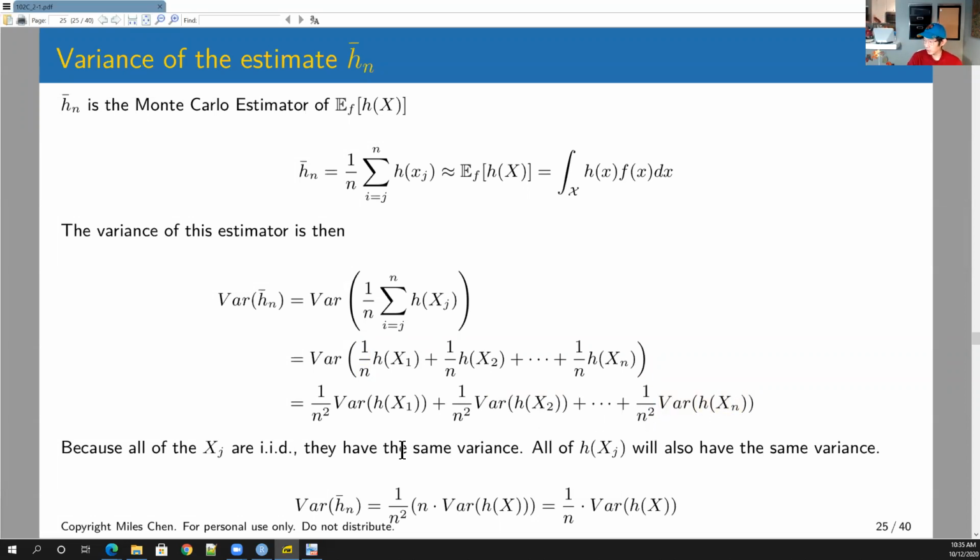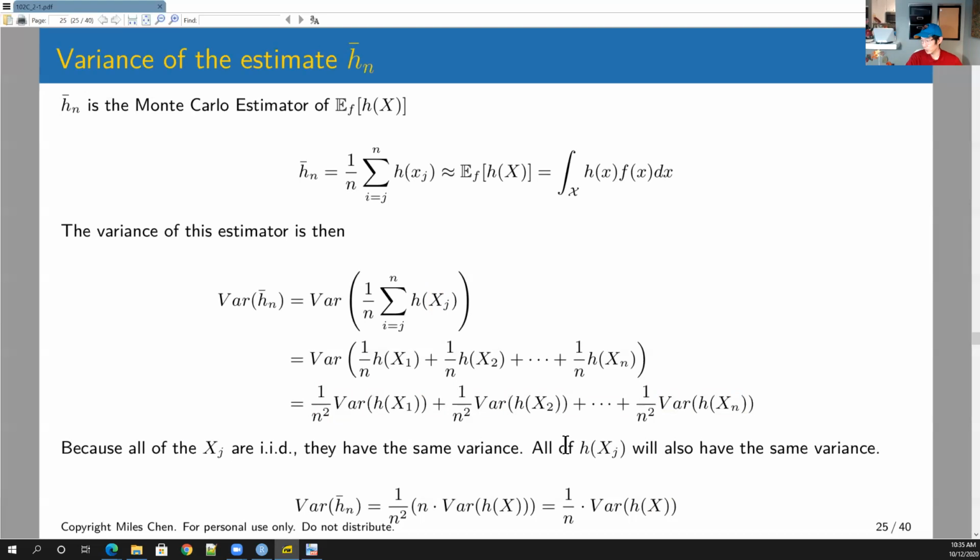All of these x sub j's, x1, x2, through xn, are IID, so they're all going to have the same variance, and all of the h of these are going to have the same variance. So the sum of all of these things is going to become 1 over n squared times n times the variance of h of x, and we're going to get 1 over n times the variance of h of x. All right.